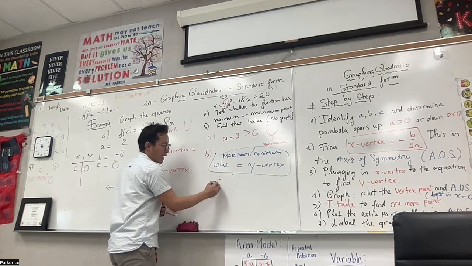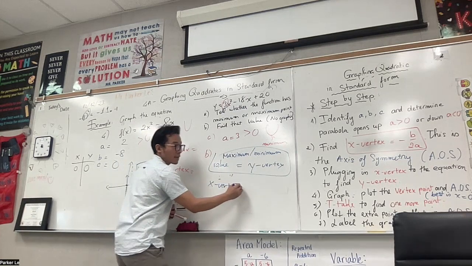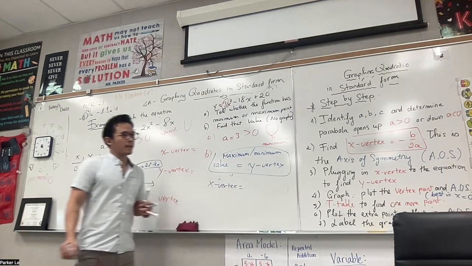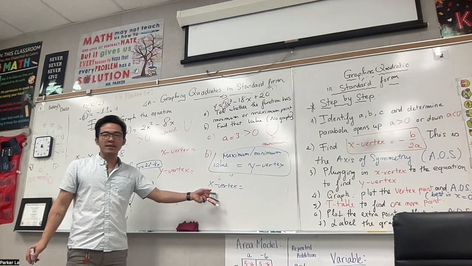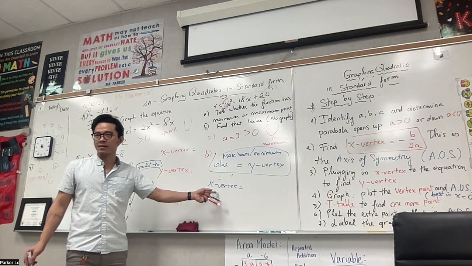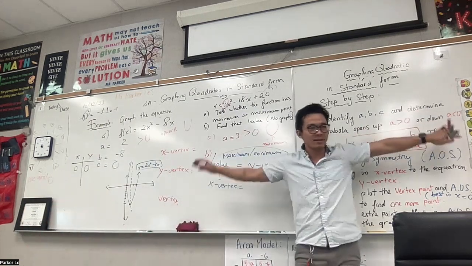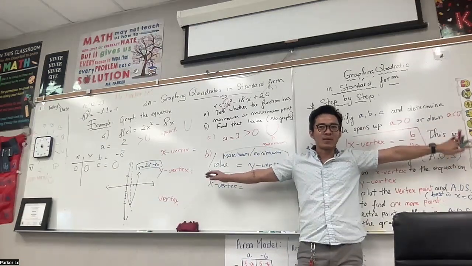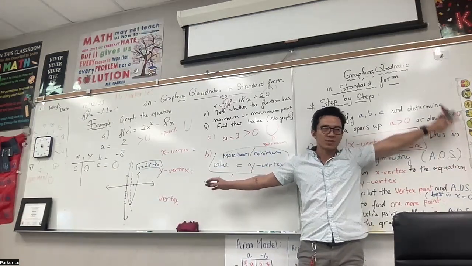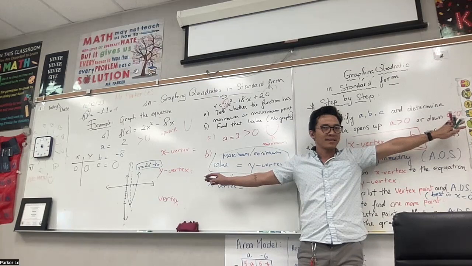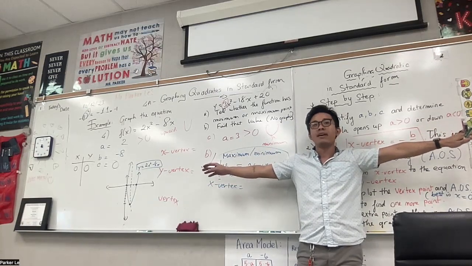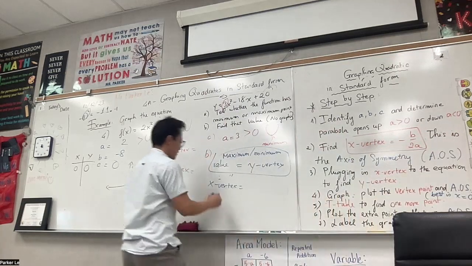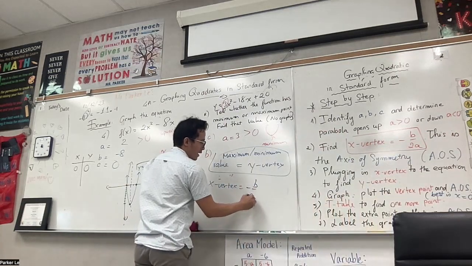So you need to find the x vertex first. What is the x vertex? Can someone remind me, without looking at the notes? Negative b over 2a. Very good. So negative b over 2a.